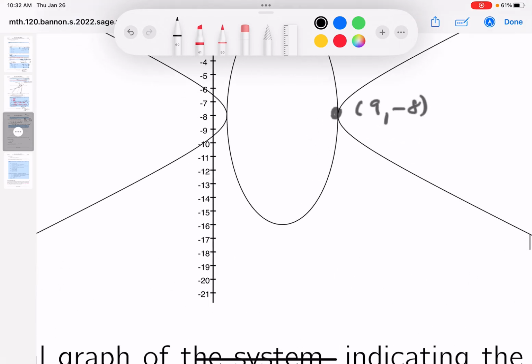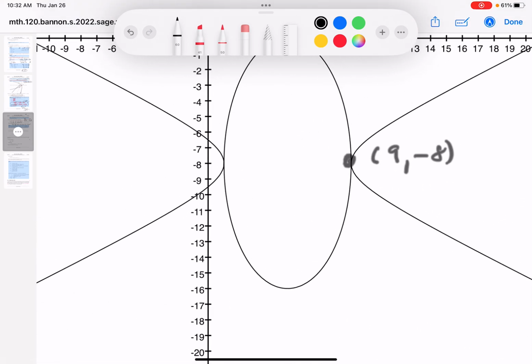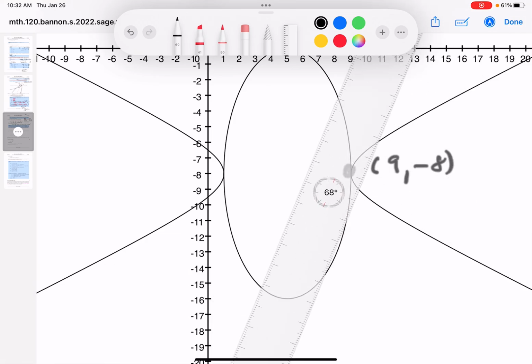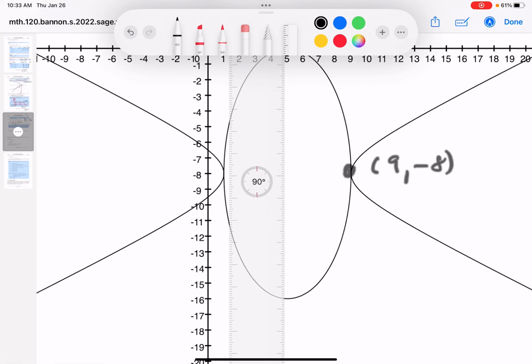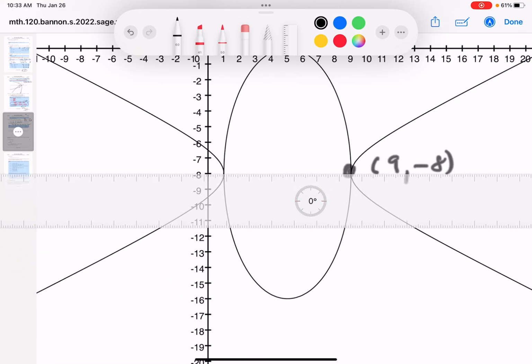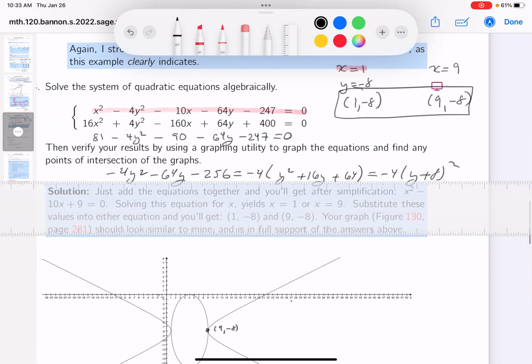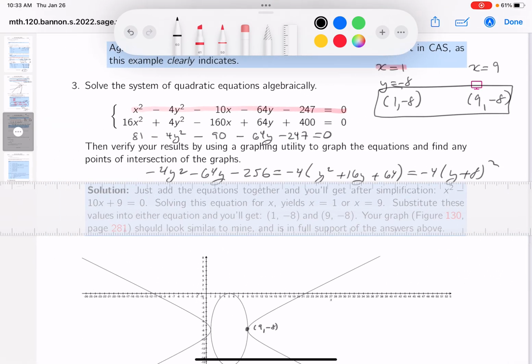I'm going to blow it up. Get my ruler back. I'm going to get that point of intersection. I'm looking at it. Looks about 1. Again, I'm looking at it. Looks like minus 8. Did I get that number? Yeah. We got them. We got them both. Picture looks good. Exactly what we're expecting to see.